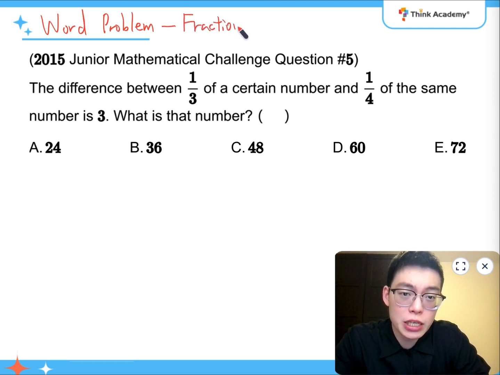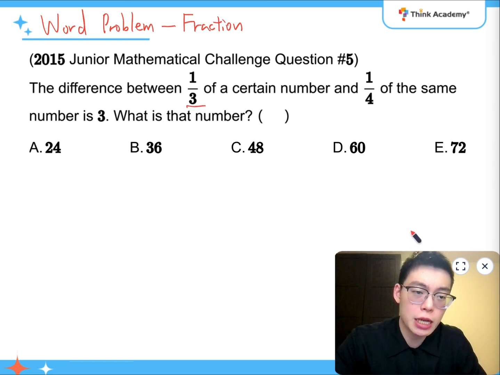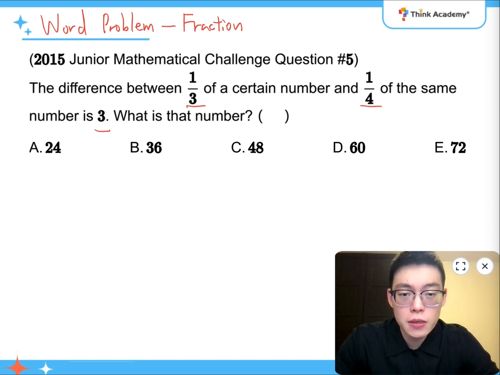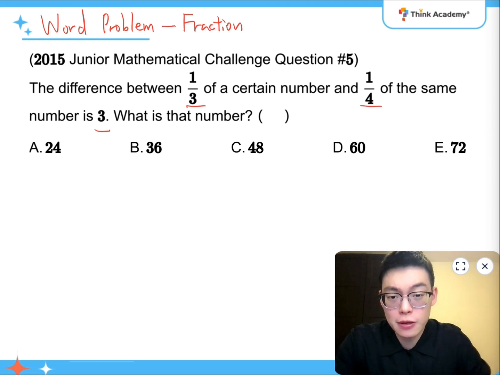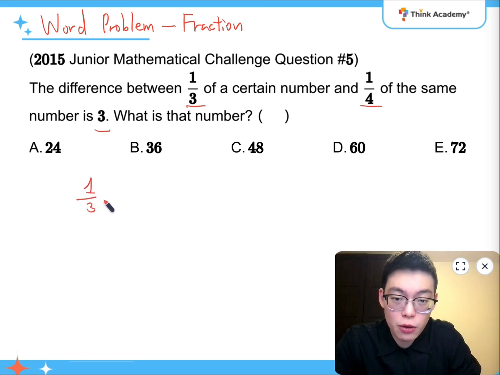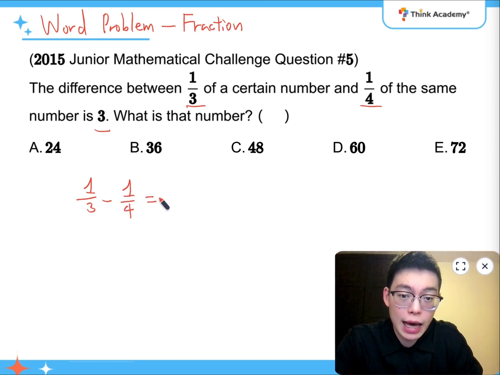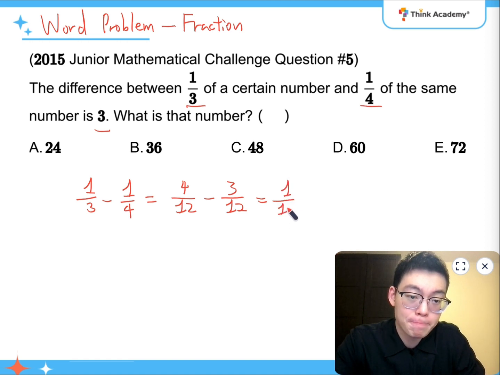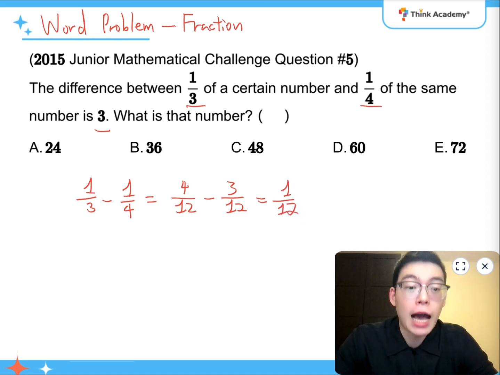So it's now telling you that the difference between a third of a certain number and a quarter of the same number is 3. So how would you express the difference between a third and a quarter as a fraction? We just do a third, take away a quarter, right? We know a quarter is smaller than a third, so that's what we can do. And it's going to be 4 twelfths, take away 3 twelfths. And that's going to be a 12th. So the difference between a third and a quarter is a 12th.